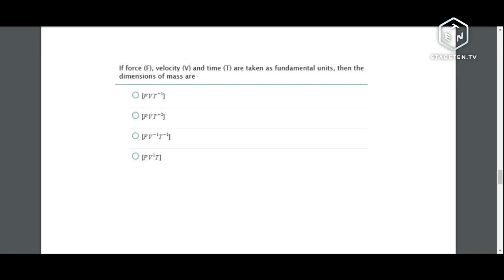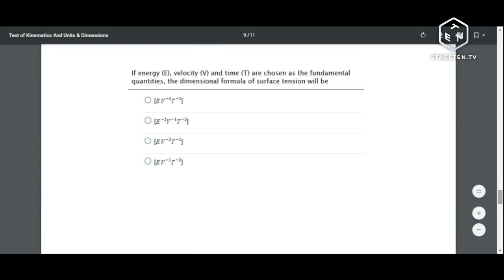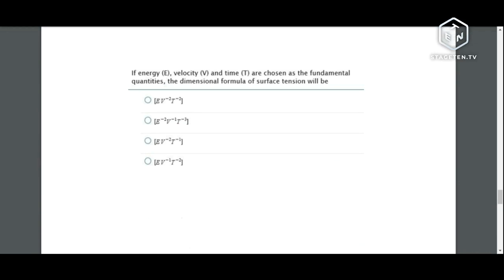Yeah, the answer is D, that's right. Let's move on to the next question. If energy E, velocity V, and time t are chosen as the fundamental quantities, the dimensional formula of surface tension will be. So you need to tell me the dimensional formula of surface tension here.